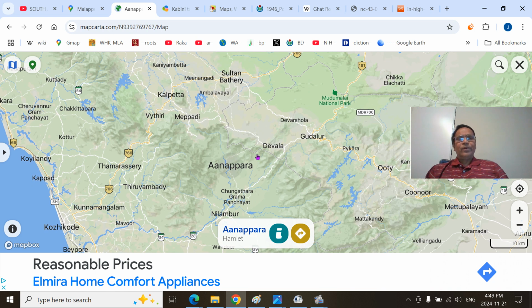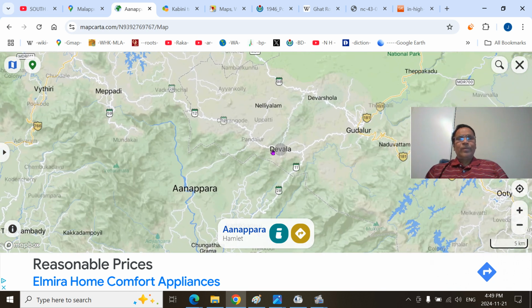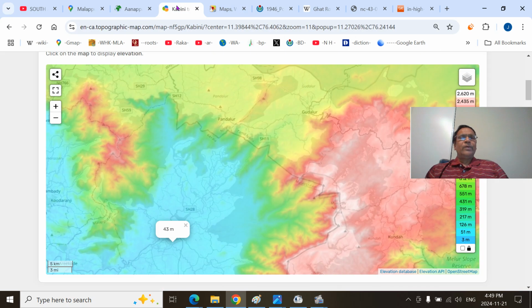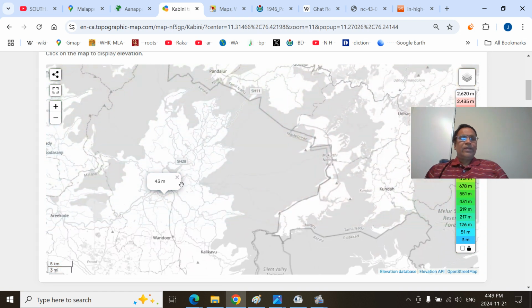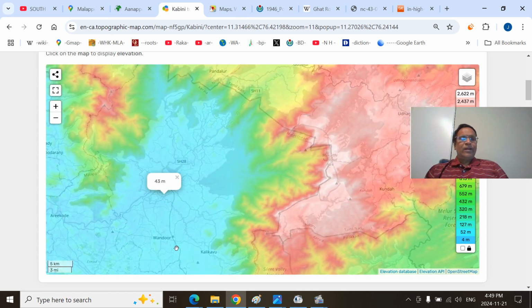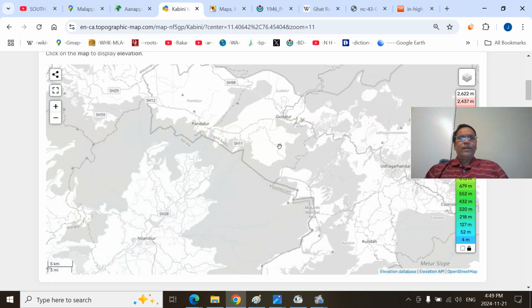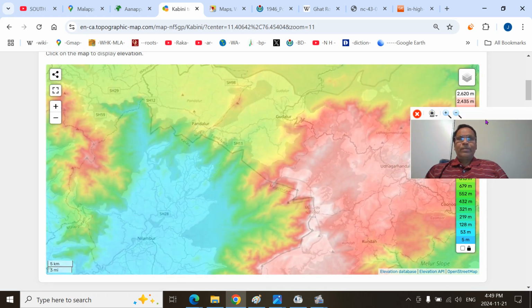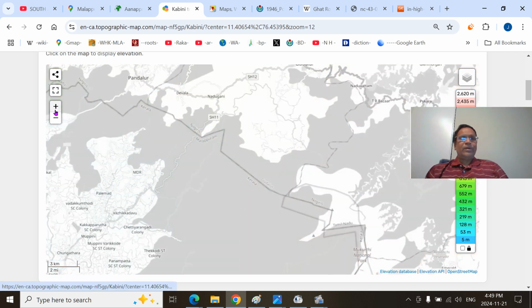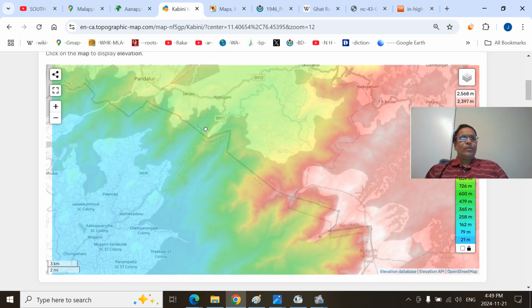So we looked at PandaLur pass before. That's the PandaLur. Now this is the Nedungani pass we are looking at. And we can see that. So we take the Nilambur here, Vandur, Nilambur here, and Gudalur. So the Gudalur pass, that is the Nedungani pass. So PandaLur pass we covered before.